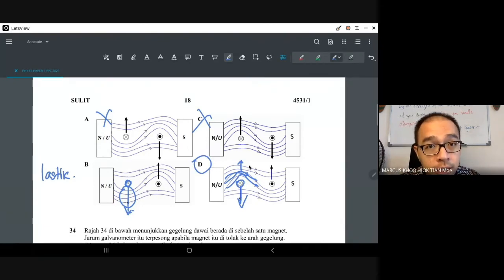Okay. Of course, the key to answering this is Fleming's left-hand rule, which you should master, especially those of you who did the video. If you didn't do the video, then it's on you. But if you did the video, then I hope that you remembered it.